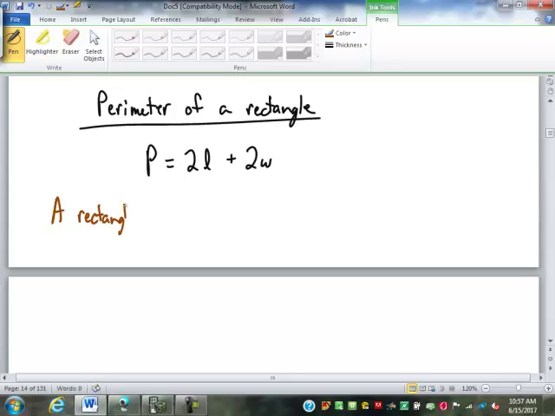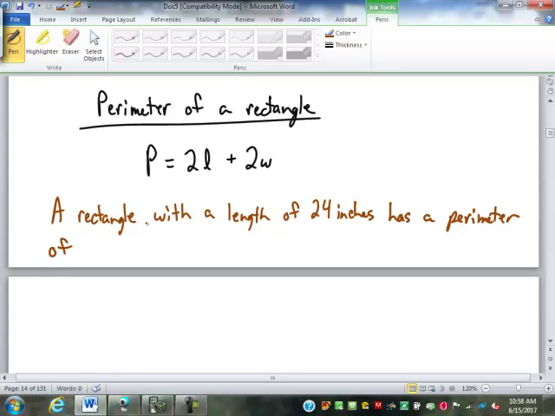A rectangle with a length of 24 inches has a perimeter of 82 inches. How long is the width?